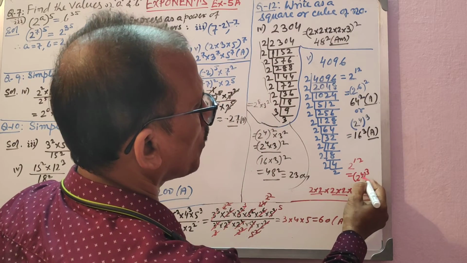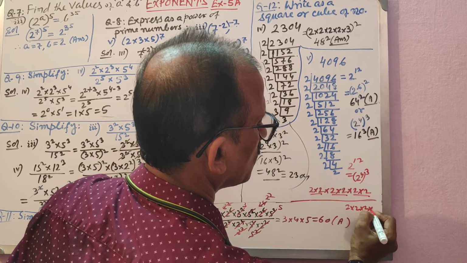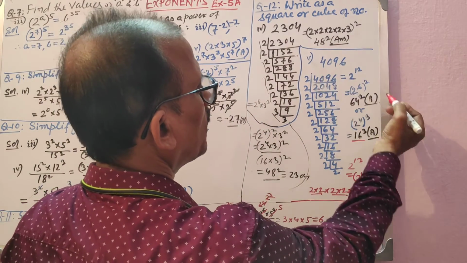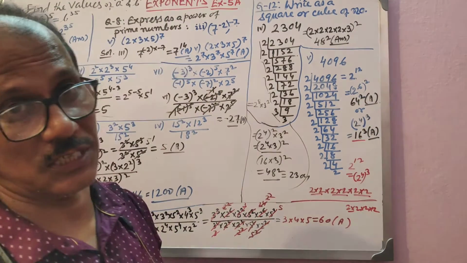Now 2 to the power 4 is how much? 2 into 2 into 2 into 2, that is 4 fours are 16. It can be 16 cube. So this number will be either 64 cube or 64 square or 16 cube.